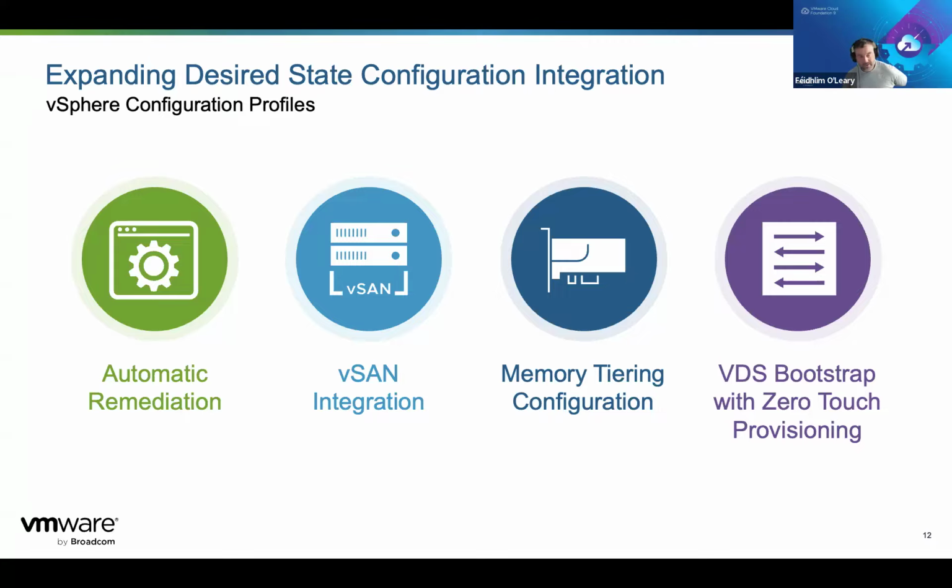There's also a new automatic remediation function, and this is for new hosts that are joining a vSphere configuration profile enabled cluster. Rather than having to manually check config, check compliance, remediate the host, and so on, we now have the ability that once a new host joins a VCP enabled cluster, we'll automatically go through that remediation. And if we can apply all the configuration, we will. If not, we'll prompt the user and get them to update the configuration that might be missing.